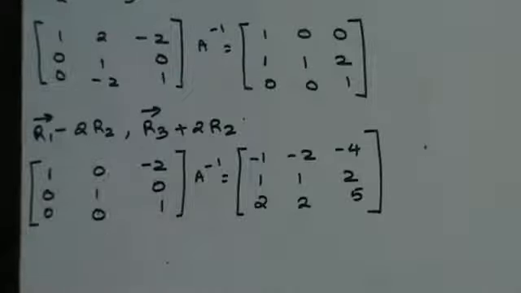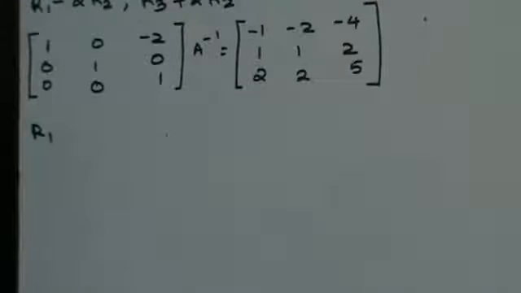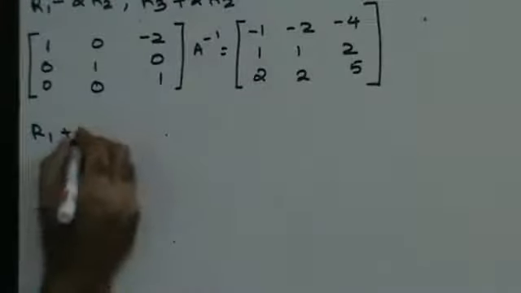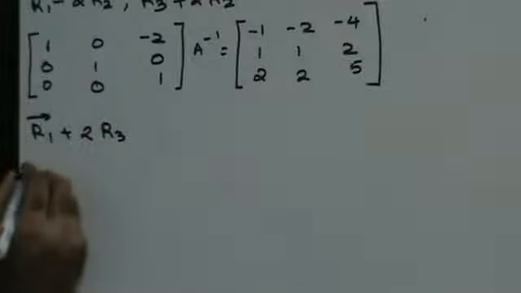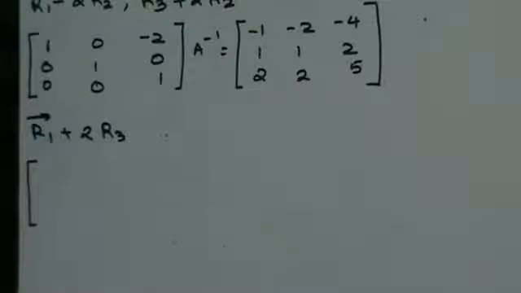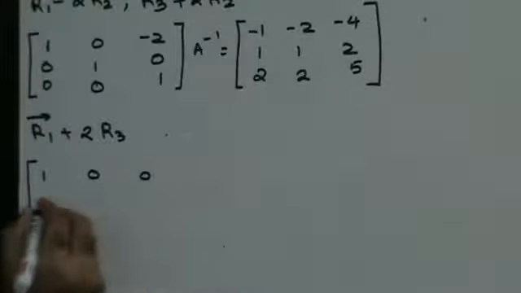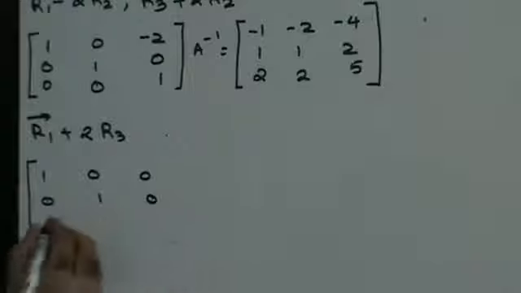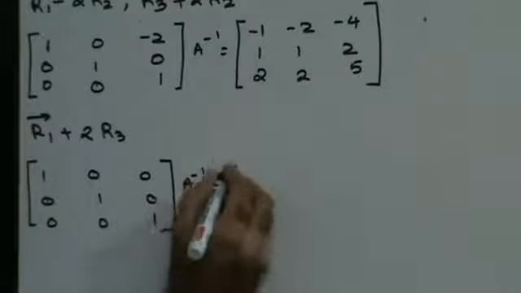Where is this number in R1? What is this number? Minus 2. What is the complement of minus 2? Plus 2. R3. So now, 1 plus 0, 1, 0 plus 0, 0, minus 2 plus 2, 0. So 0, 0, 1, 0, 0, 0, 1, into A inverse.